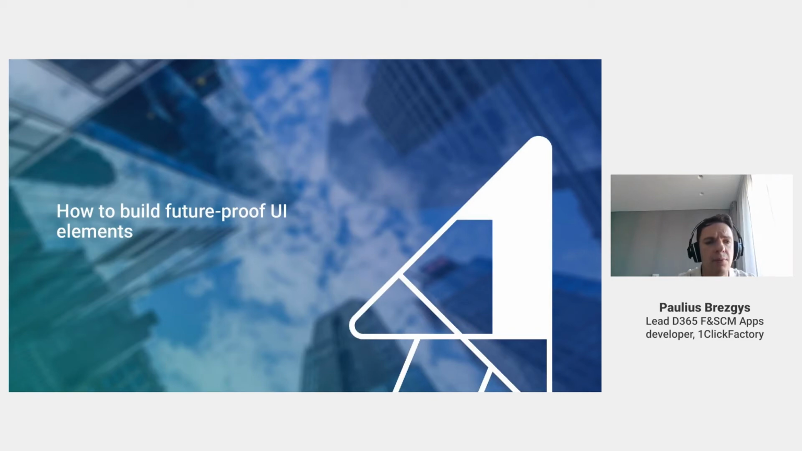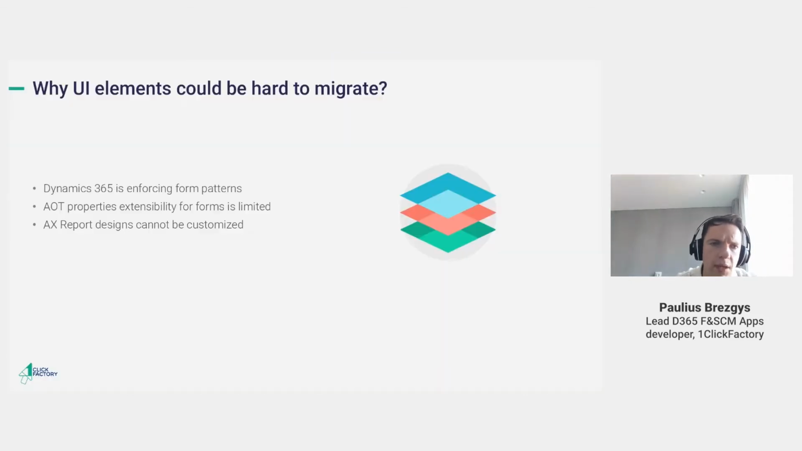And next, we're going to move to user interface elements. So how to build future-proof user interface elements on your Dynamics AX on-premises solution. Again, I'm going to start with the same pattern as I did before. So first of all, why it's relevant and what are the problems that are usually faced when upgrading solutions to Dynamics 365? What are the common problems with the user interface elements?